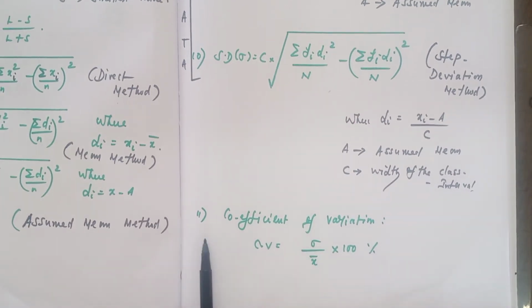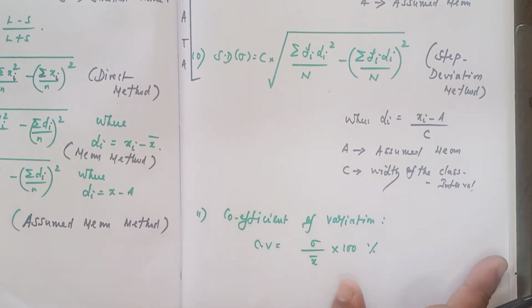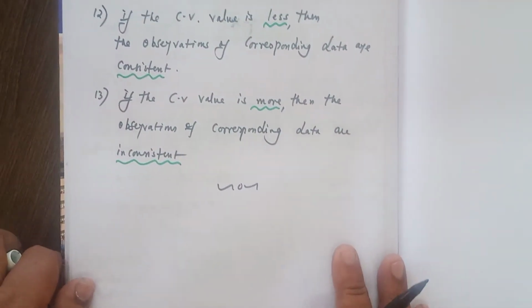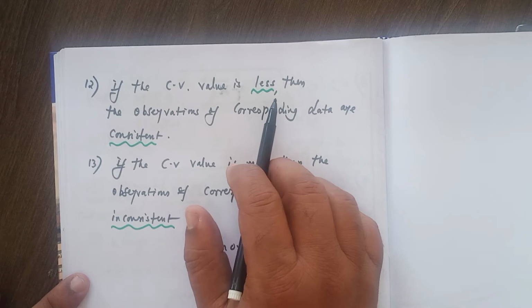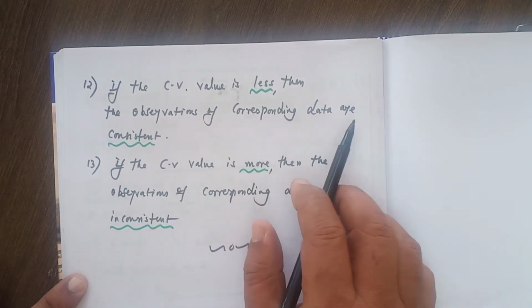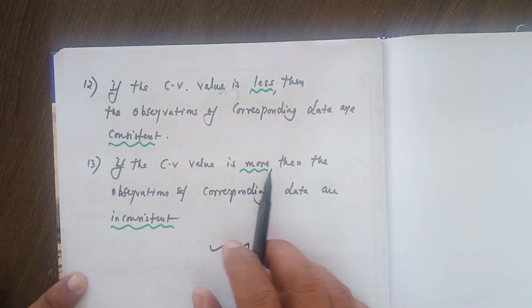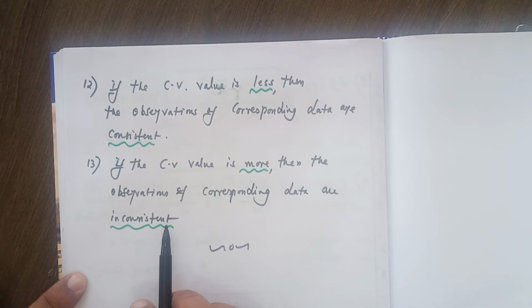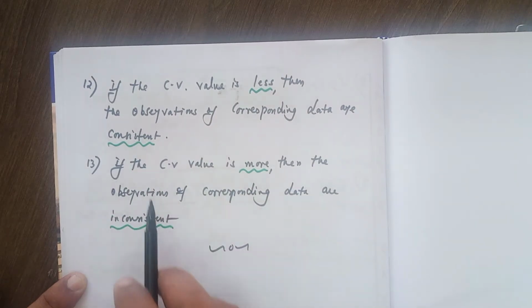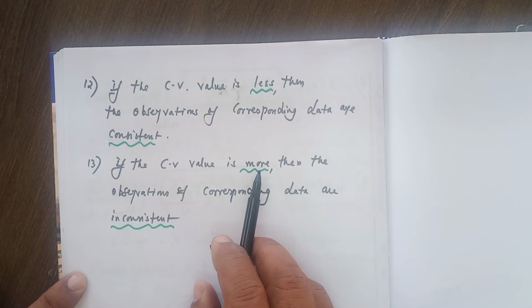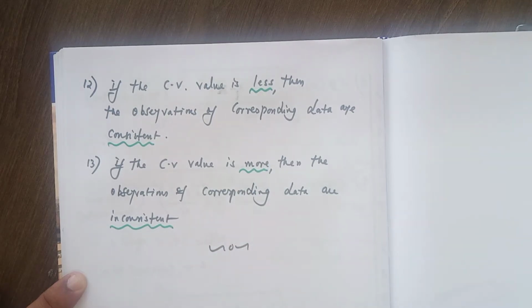The next formula 11, coefficient of variation CV, that is equal to sigma by x bar into 100%. This is the standard deviation, this is the arithmetic mean. And number 12, if the CV, the coefficient of variation value is less, the observations of corresponding data are consistent. If the CV value is more, then the observations of corresponding data are inconsistent. Consistent, inconsistent, less, more. Okay, now we can get into the exercise.